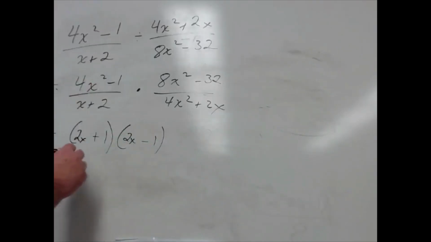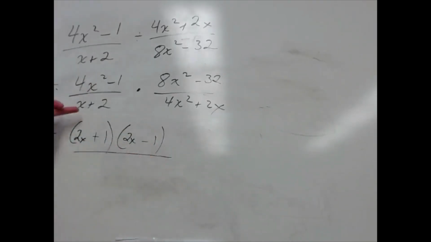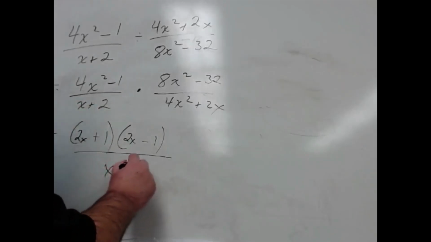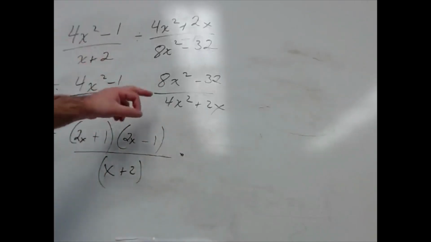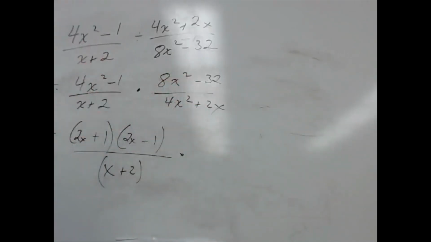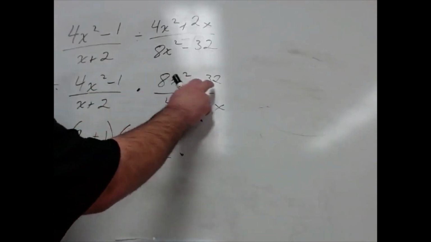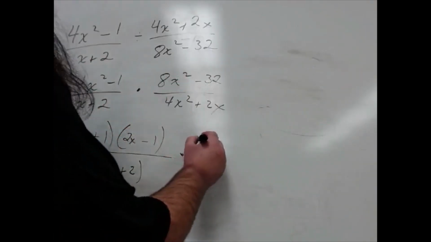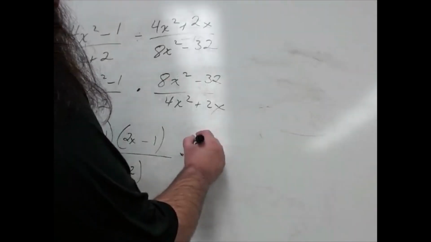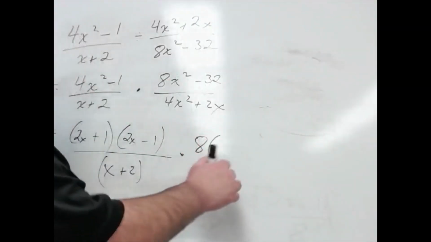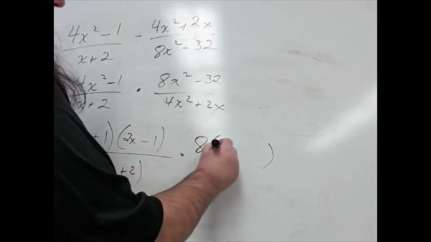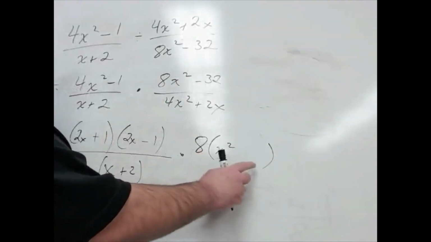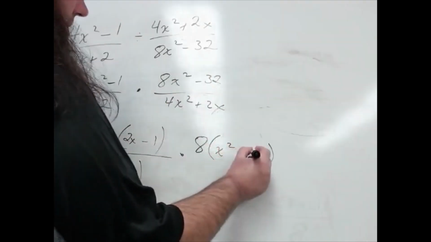My denominator here, there's no common factor here. There's nothing else really I can do with x plus 2. Alright, this one here, I've got a common factor of 8 with the 8 and the 32. So I will write 8. And what goes inside the brackets? Well, 8 times what gives me 8x squared? x squared. 8 times what gives me a negative 32? A minus 4.